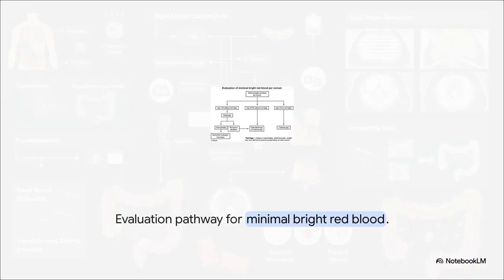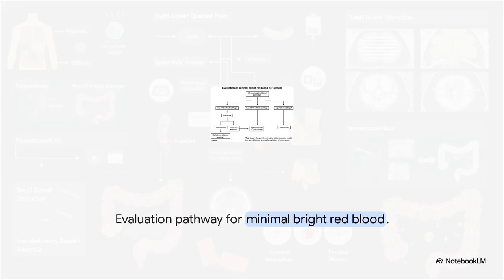Now, what about a super common complaint like minimal bright red blood per rectum? Think blood noticed just on the toilet paper. The logic here relies entirely on the patient's age and the presence of red flags. If a patient under 40 comes in without any red flags, they get a simple anoscopy to evaluate for suspected hemorrhoids or anal fissures. If you identify a source right there, no further extensive workup is necessary. You just treat the local pathology.